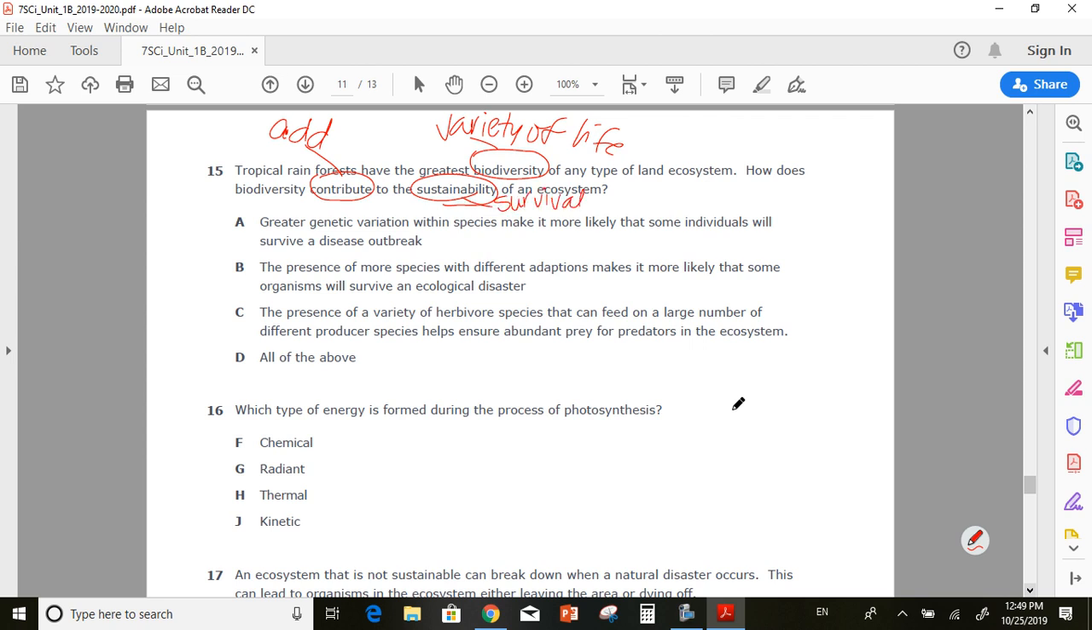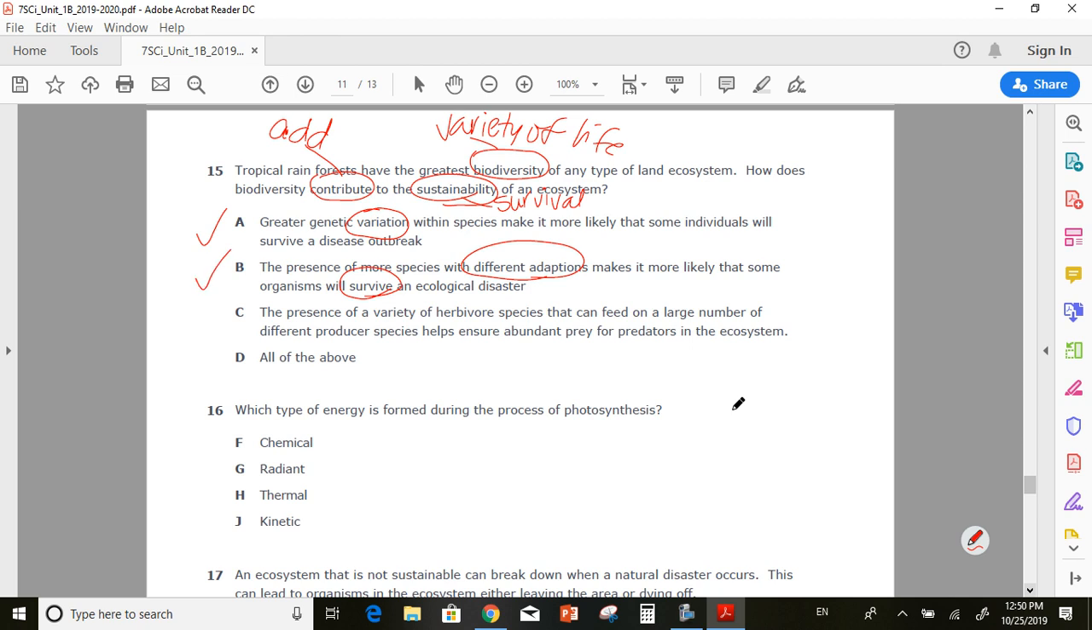Okay, for the survival of an ecosystem. It says greater genetic variation, and we like that word variation, within species make it more likely that some individuals will survive a disease outbreak. Yeah, we like that. Letter B, the presence of more species with different adaptations make it more likely that some organisms will survive an ecological disaster. We like the word survive, like the word different adaptations, because that gives us variety. So A and B are good so far.